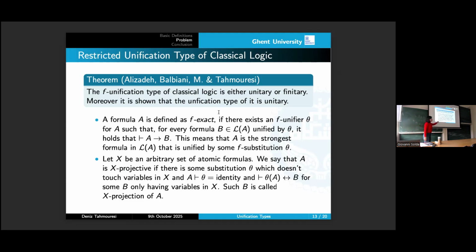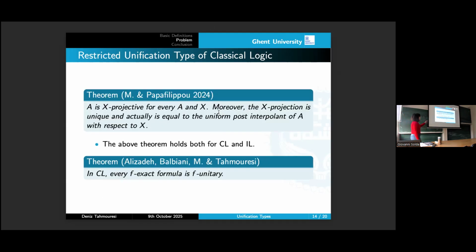And this is the result that Mojtaba and his colleague have actually proved: that A is X projective for every A and X, and the X projection is unique and is actually equal to the uniform cross interpolant of A. And this result also holds for classical logic and intuitionistic logic in the paper that they published.